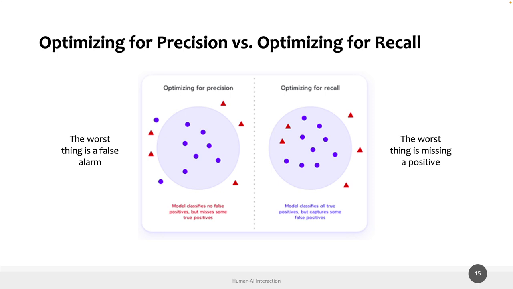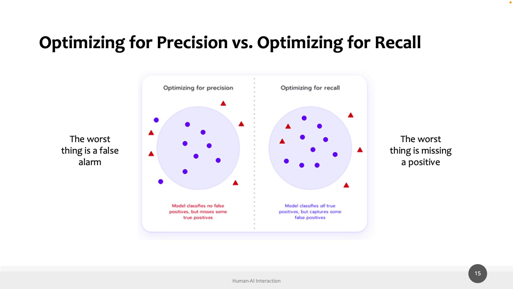For example, what is the easiest way to maximize recall? How can you have a system with 100% recall? Predicting only a class? Yeah. For example, if we consider a binary decision as before, if I say that everything is positive, I have 100% recall, right? But of course, your precision goes down.